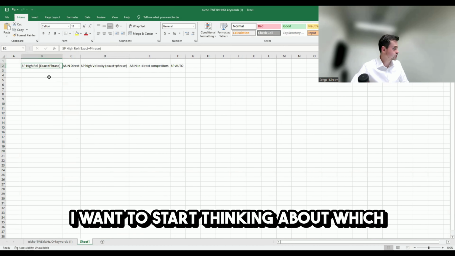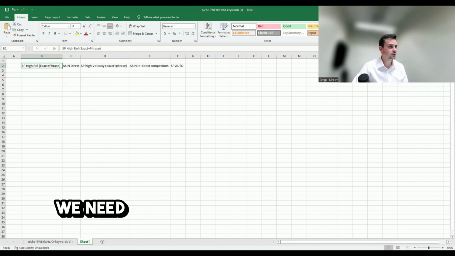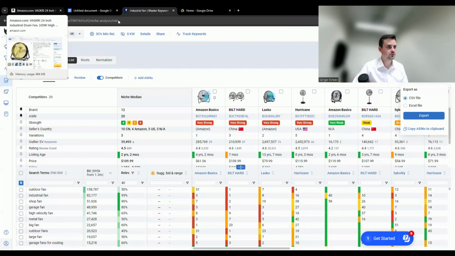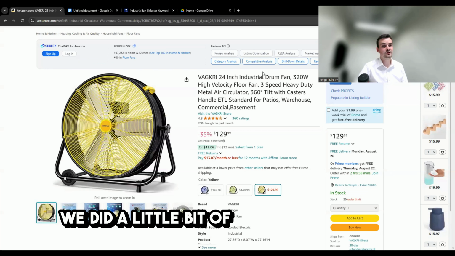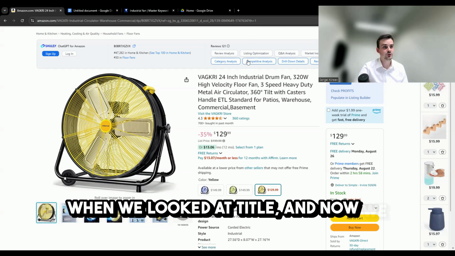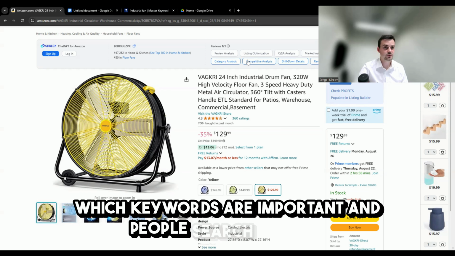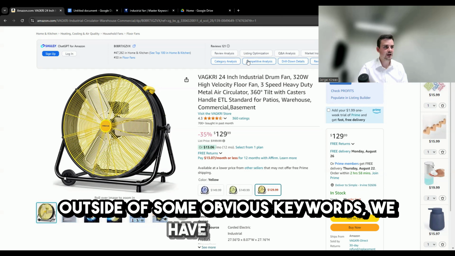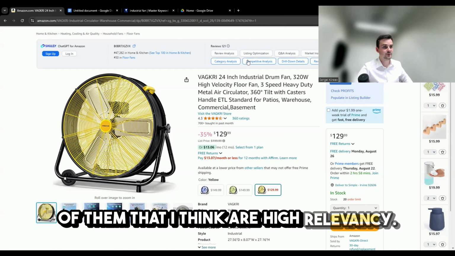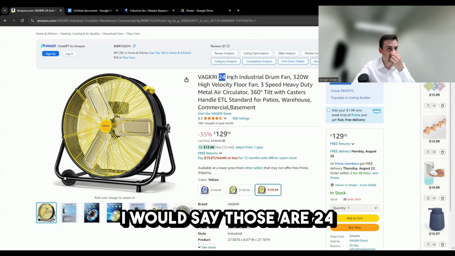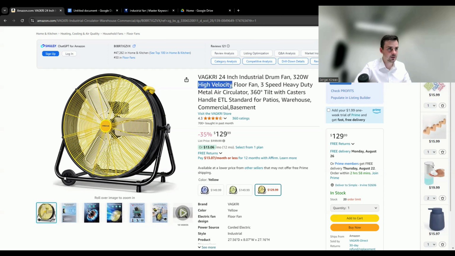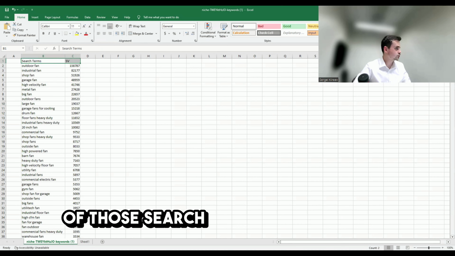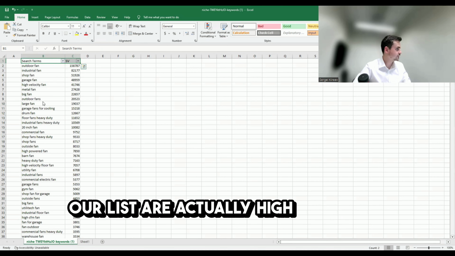I want to start thinking about which high relevancy keywords I have. Here we need to go back to our listing in the browser and think a little bit about what this product is about. We did a little research last time when we looked at the title, and now we know which keywords are important and people search for, and which keywords people are not searching for. Outside of some obvious keywords, we have a couple that I think are high relevancy. I would say those are the 24-inch specific size and high velocity. We'll go back to our Excel file and try to identify which of the search terms in our list are actually high relevancy ones.